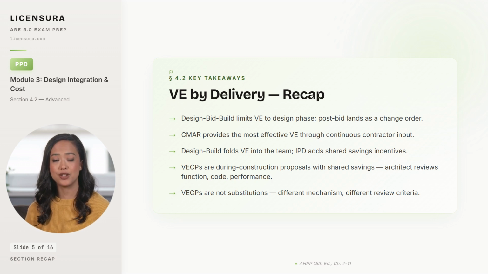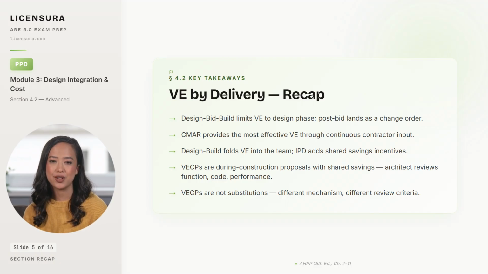CMAR provides the most effective VE in practice because the construction manager is on board through design and offers continuous, real-time cost feedback as alternatives surface. Design build folds VE inside the design build team itself, trading design decisions against construction efficiency from day one. And IPD extends that further with shared savings incentives that motivate every party.